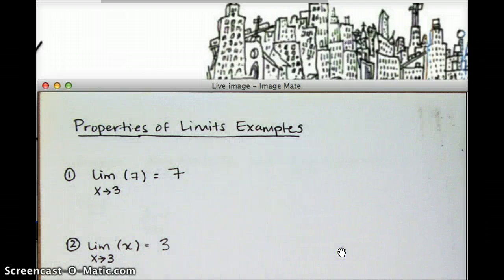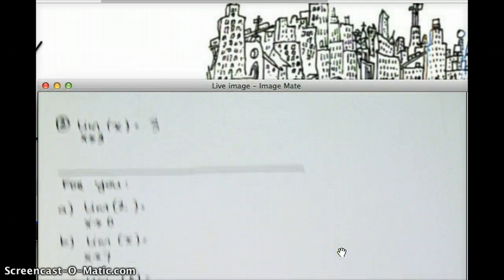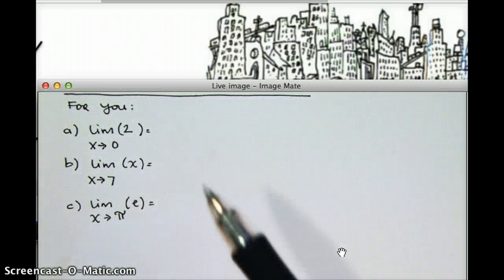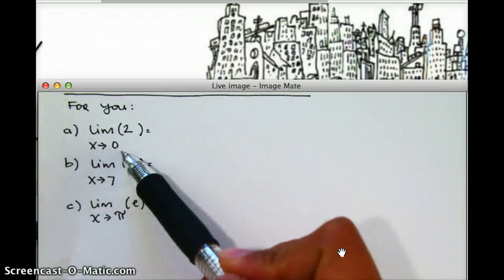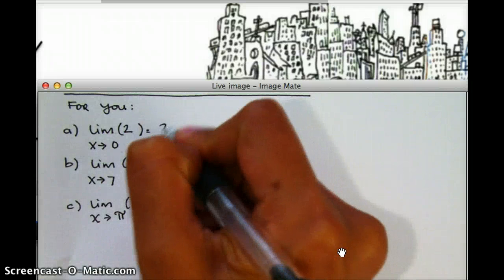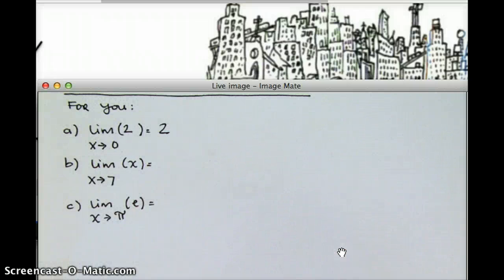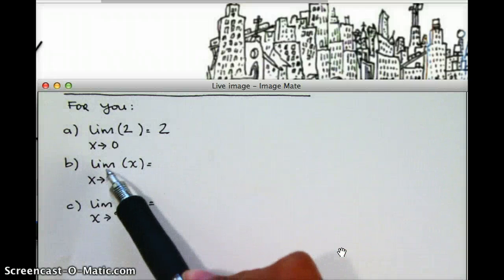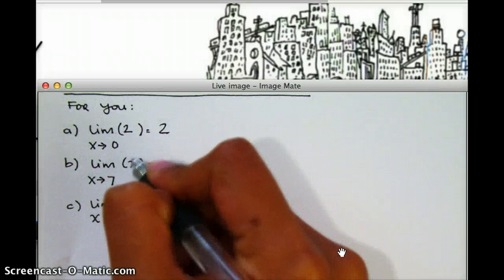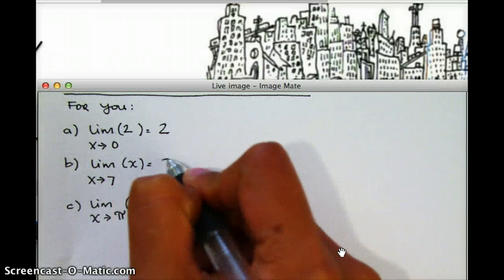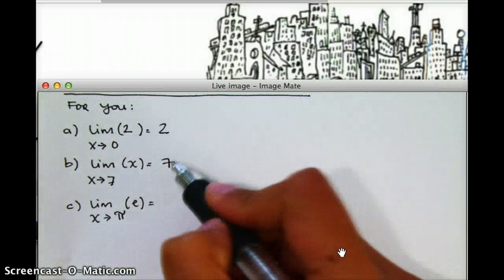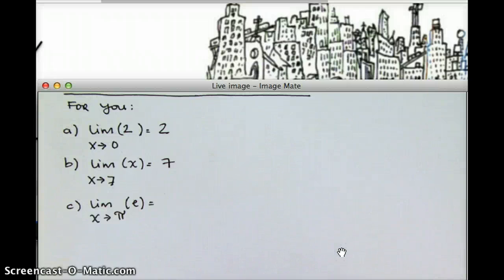Here are the ones that you should have just done off to the side, and I'll work them out really quickly before we move on. The first one, the limit as x approaches 0 of 2. This is the limit of a constant. The answer equals the constant. The second one is the limit as x approaches 7 of x. This is the limit of the identity, because that's the identity function. And so the answer is the a value. As x gets close to 7, x gets close to 7. Sounds kind of stupid, I guess.